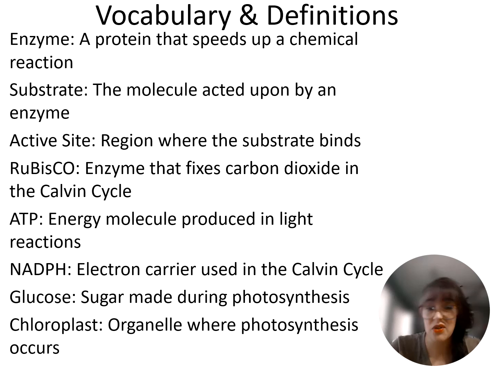NADPH, that's an electron carrier used in the Calvin cycle. Glucose, this is sugar made during photosynthesis. And chloroplast, well, that's just an organelle where photosynthesis can take place.